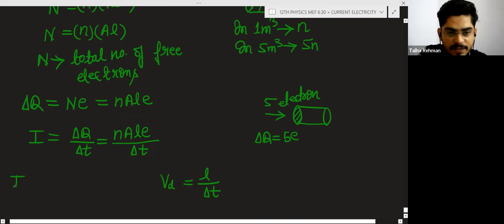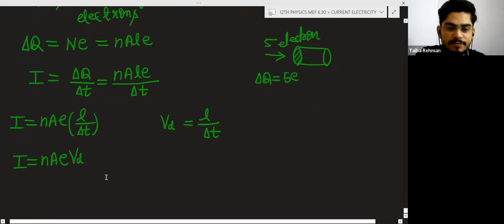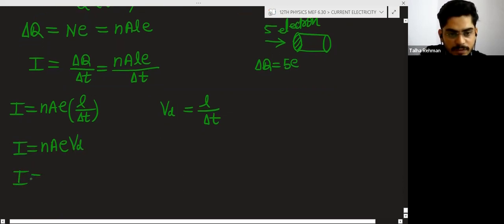So I can write I is equal to N a e L by delta T, and L by delta T is the drift velocity, and we know the formula of drift velocity. Drift velocity is charge on electron, electric field divided by mass of electron, times tau.